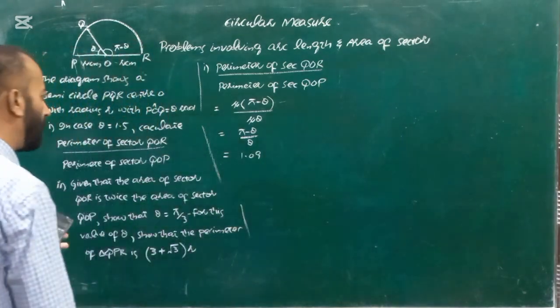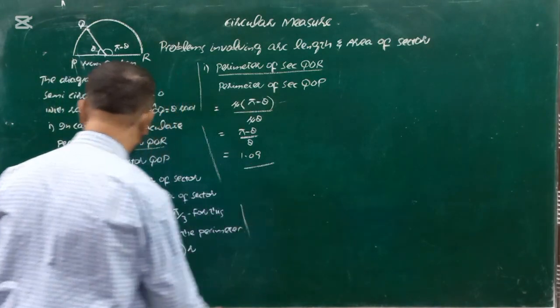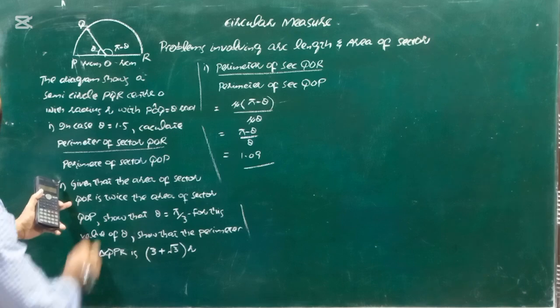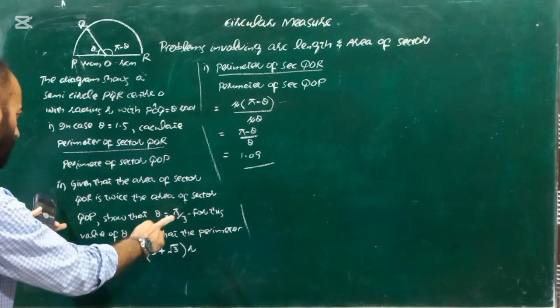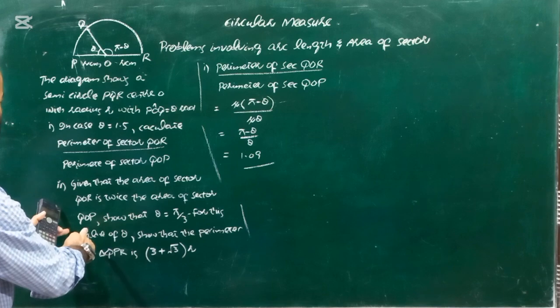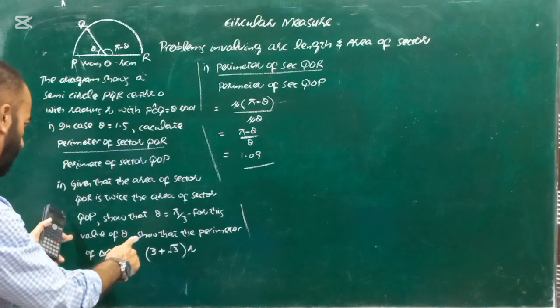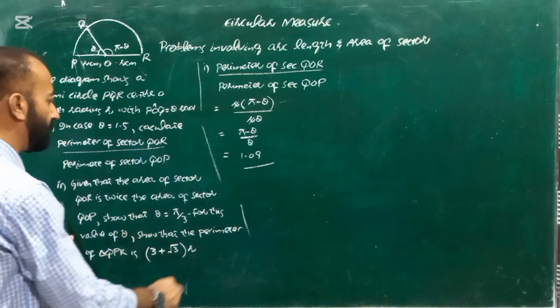Okay, this is done. In second part, given that the area of the sector QOR, that is bigger sector, is twice the area of the sector QOP. Show that theta is equal to pi by 3. First we have to prove it.